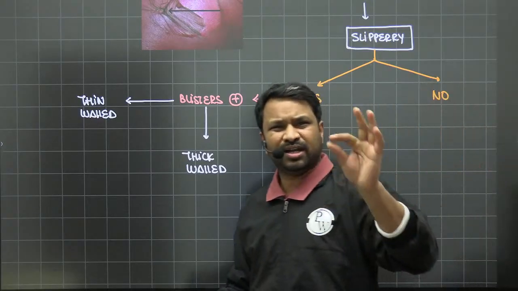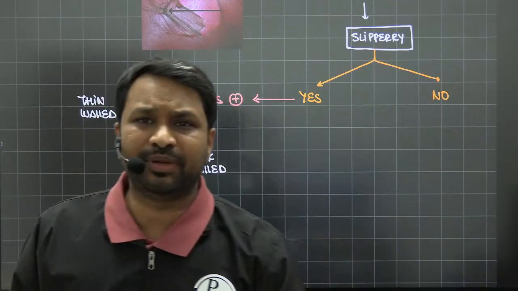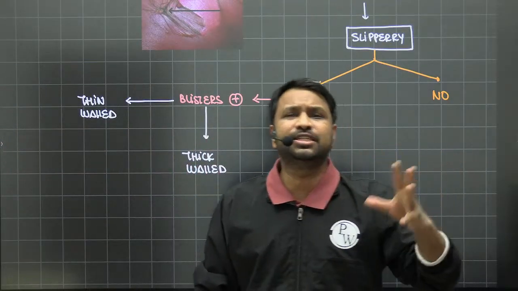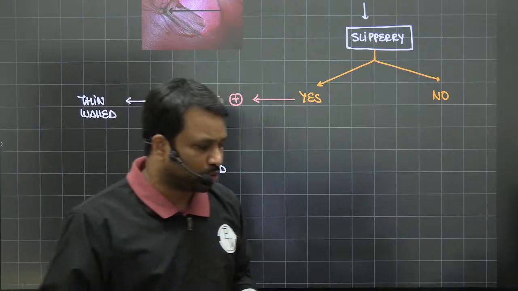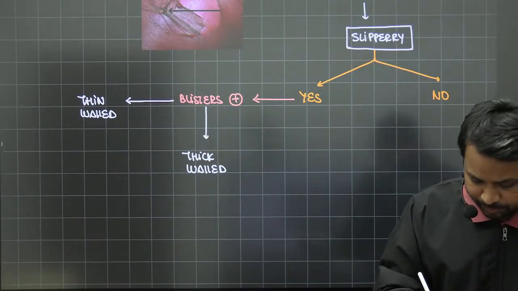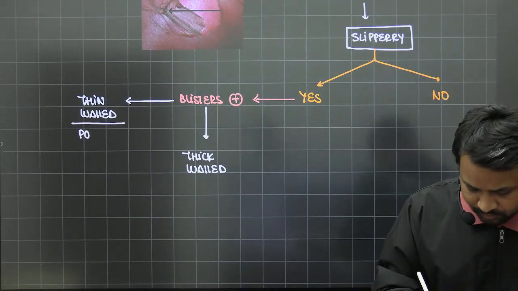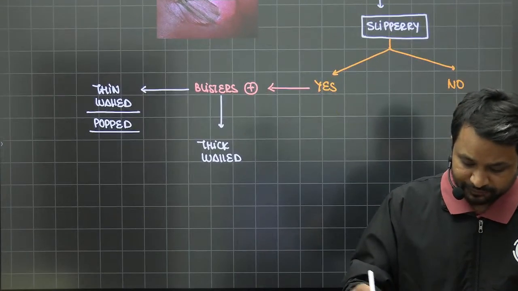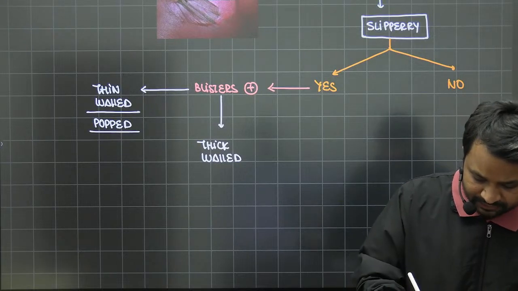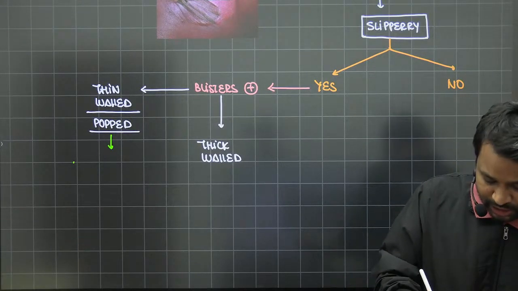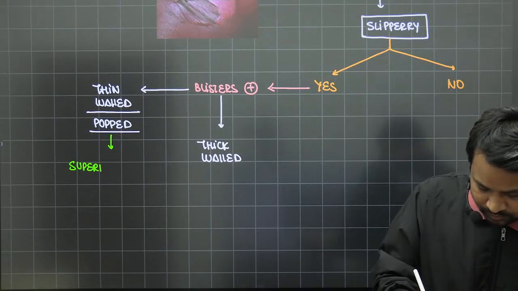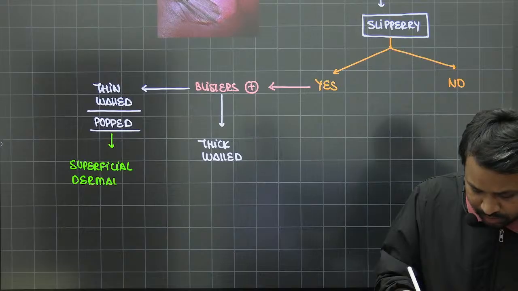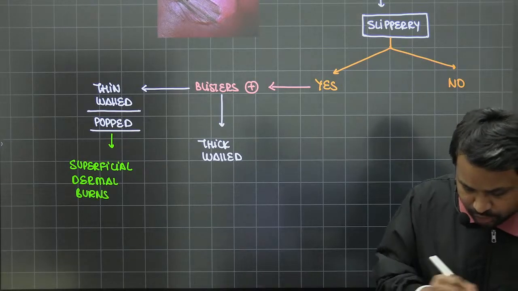So how do you know thin walled? You can see the fluid beneath is quite visible. It is evident. The fluid is visible, and the wall is very thin. Thin walled blisters usually get popped. When I say popped, they usually burst open. If that is the case, you can safely say that you are dealing with superficial dermal burns.